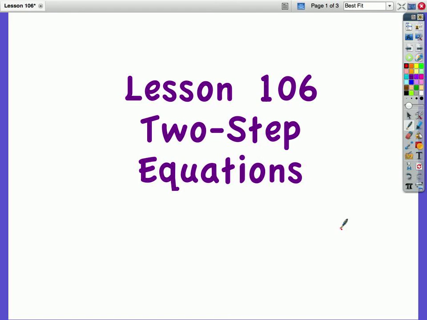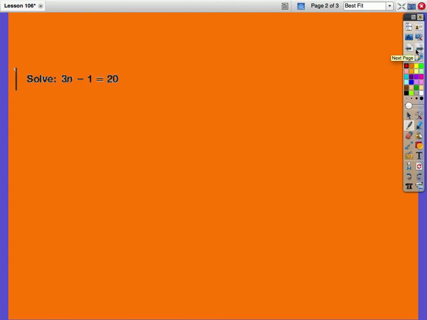In lesson 106, we're going to start solving two-step equations. So this says to solve 3n minus 1 is going to equal 20. Okay, I'm going to write this bigger. So before we just had like 3 minus 1 equals 20. Well, now we're adding a variable in here. Remember, a variable is a letter that represents a number. So we have 3n minus 1 is going to equal 20.